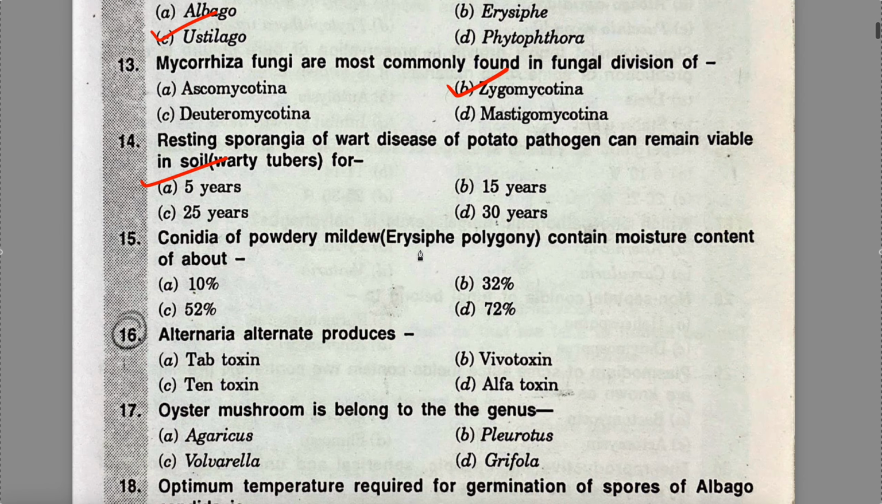Question 15. Conidia of powdery mildew contain moisture content of about 10%, 32%, 52%, or it's 72%? Answer is 72%. In some of the questions, you will see the option as 70%. So 70, 72, it's fine.